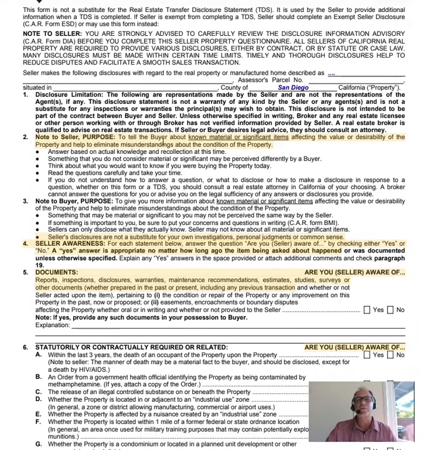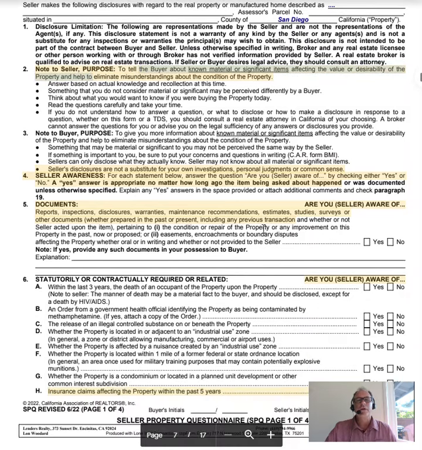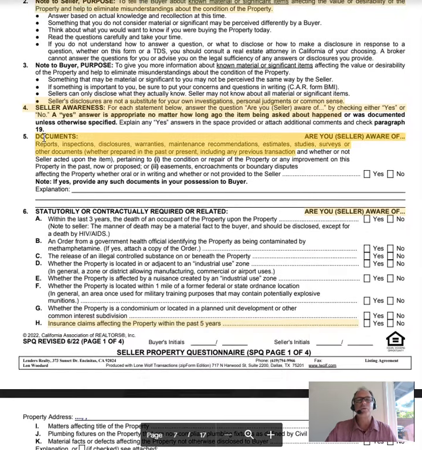Basically, the purpose of this is to tell the buyer about all material and significant items affecting the value and desirability of the property. That's really a pretty good line summing up what you're doing on these. And then it goes into basically a series of questions again. Documents. Do you have any documents? Reports, inspections, disclosures, estimates, surveys, anything like that, you need to basically provide those.